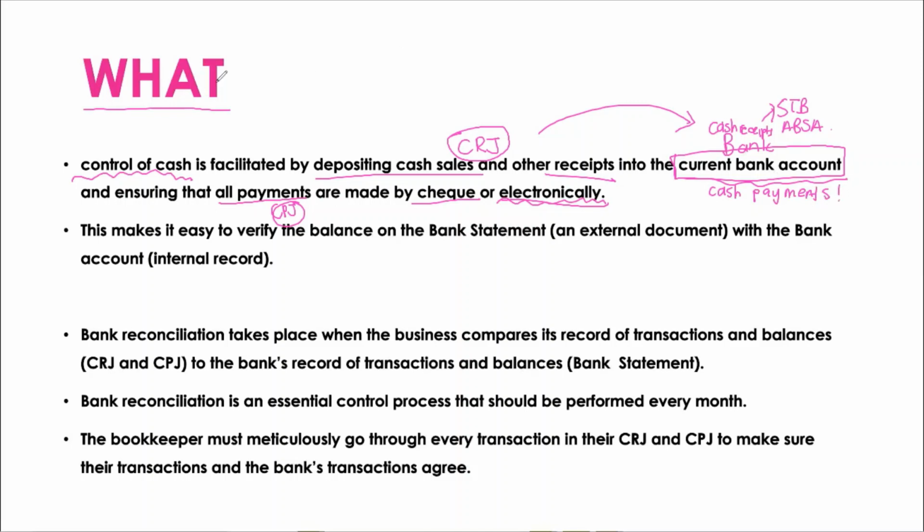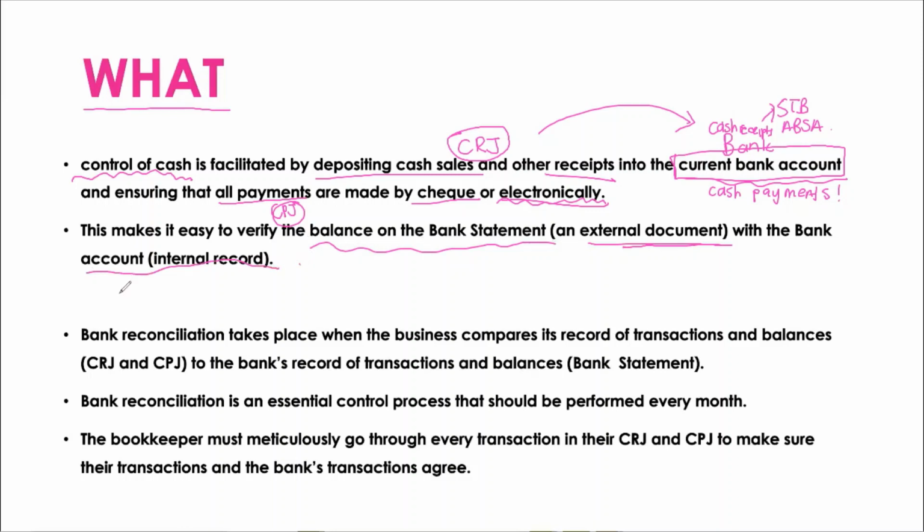Okay, so that's basically how the controlling cash works. Because we don't want our cash to get lost or stolen, so we deposit it into the bank account so that we can see what is actually going on. It makes it easy for us to verify the balance on our bank statement, which is an external document, with a bank account, which is our internal record.